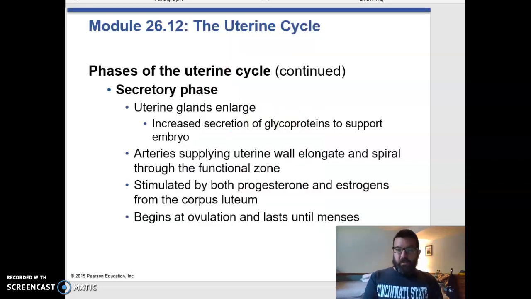The third phase is the secretory phase. And this is stimulated by progesterone and a little bit of estrogen from the corpus luteum. And here, you're not necessarily building the functional zone through mitosis like you were in the proliferative phase, but you are thickening up those cells and filling these gaps between cells with glycoproteins and all these nutritious secretions so that you're ready to support the conceptus if it implants.